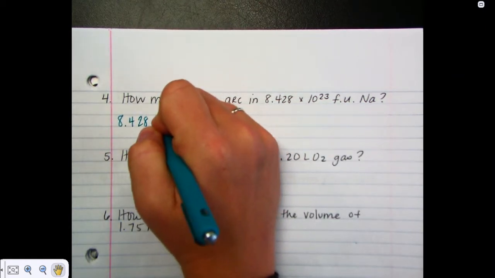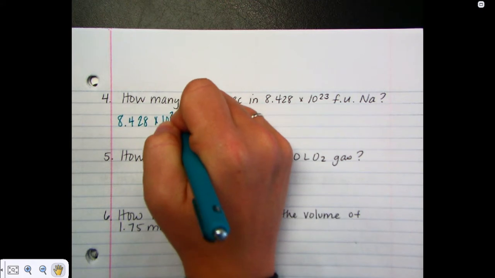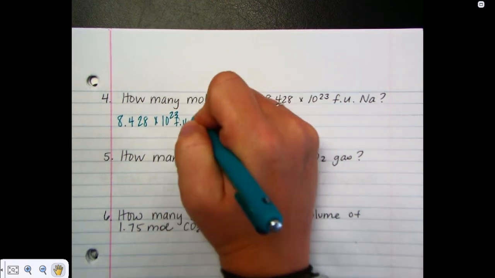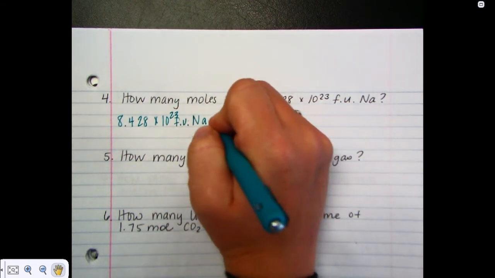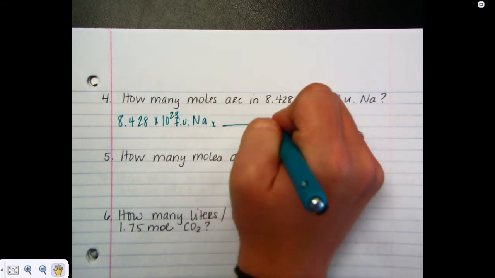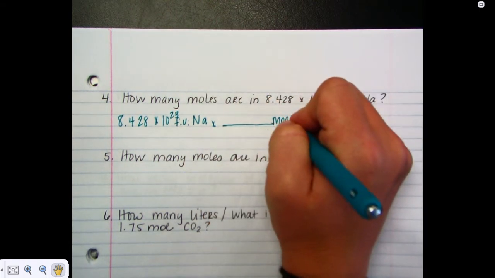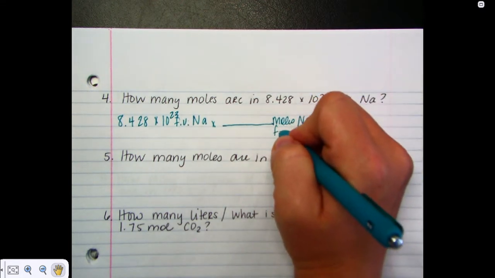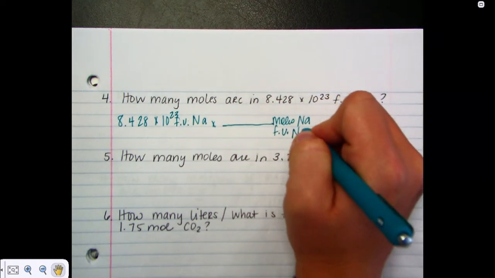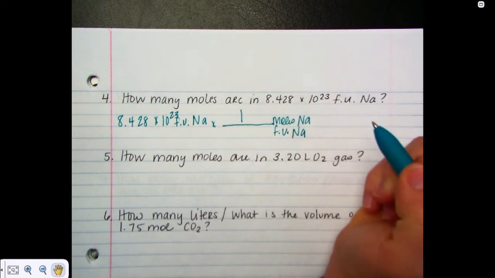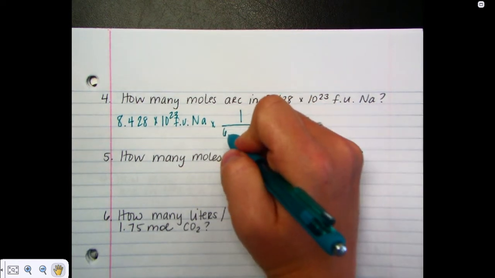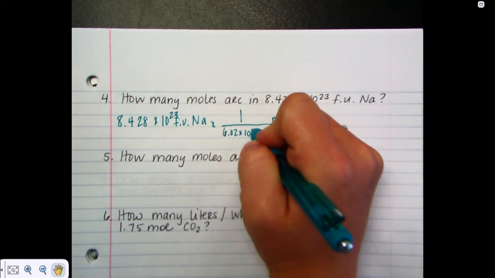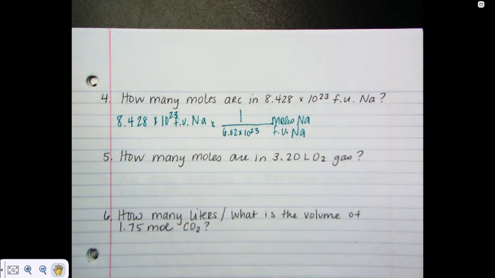8.428 times 10 to the 23rd formula units Na times. It's asking me to find moles. So moles goes on the top. Moles of Na over formula units of Na. 1 mole is equal to 6.02 times 10 to the 23rd formula units.